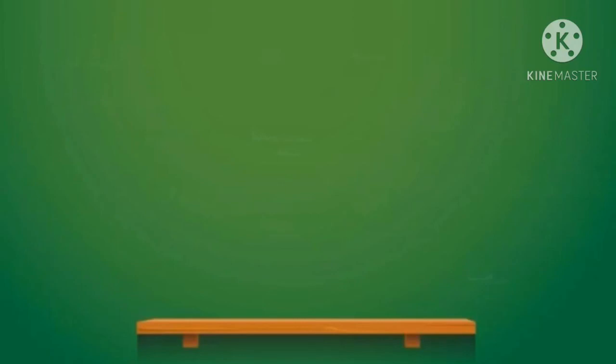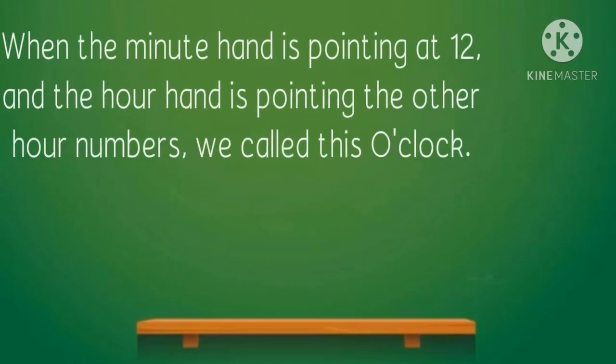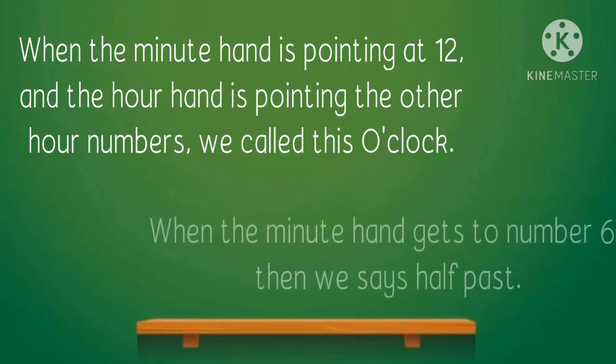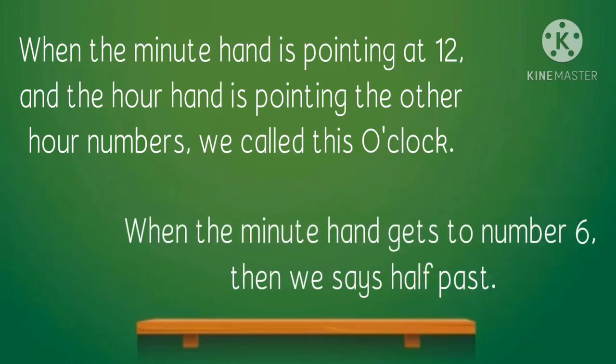Great job, children. Okay, let's see what we've learned in this video. When the minute hand is pointing at 12 and the hour hand is pointing to the other hour numbers, we call this o'clock. But when the minute hand gets to number 6, then we say this half past.